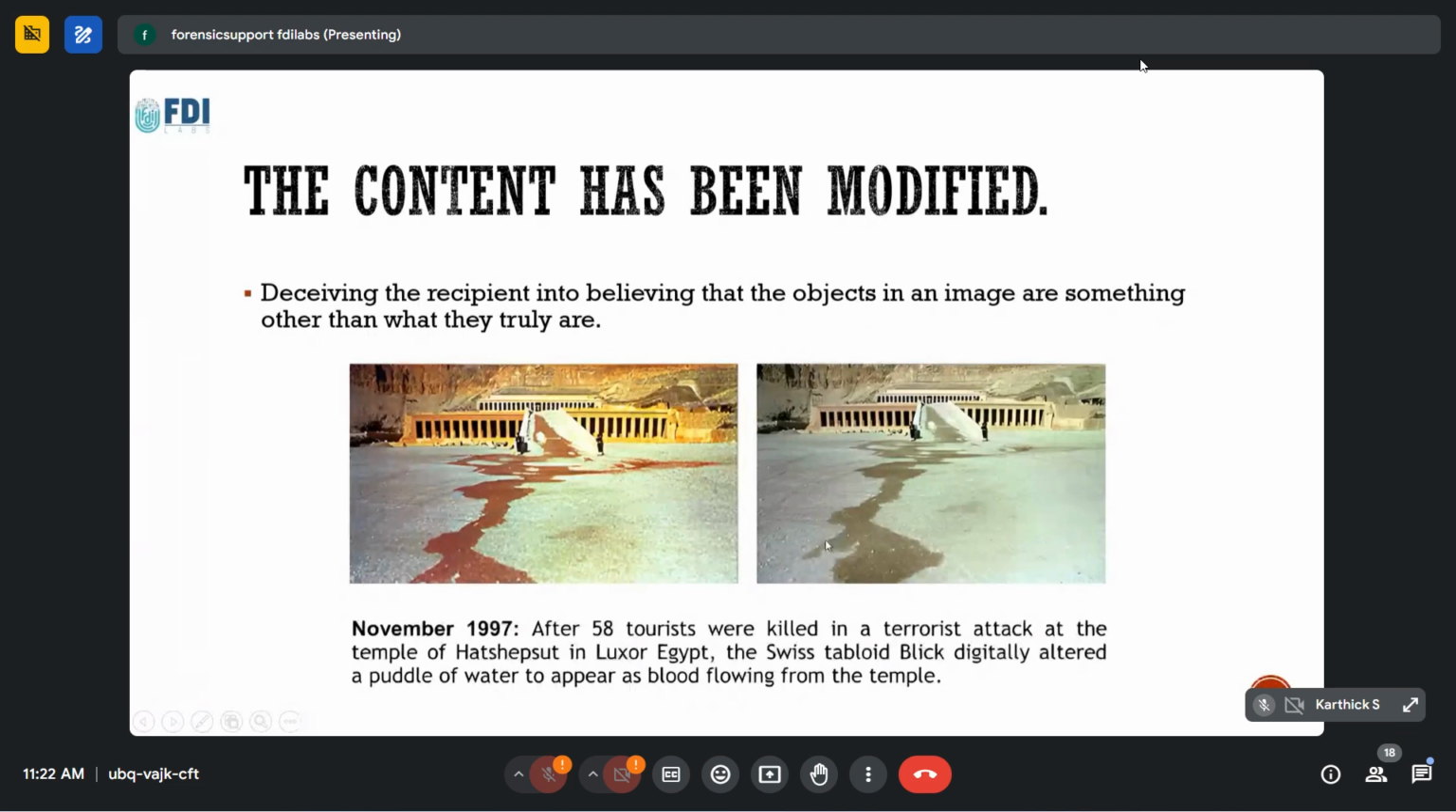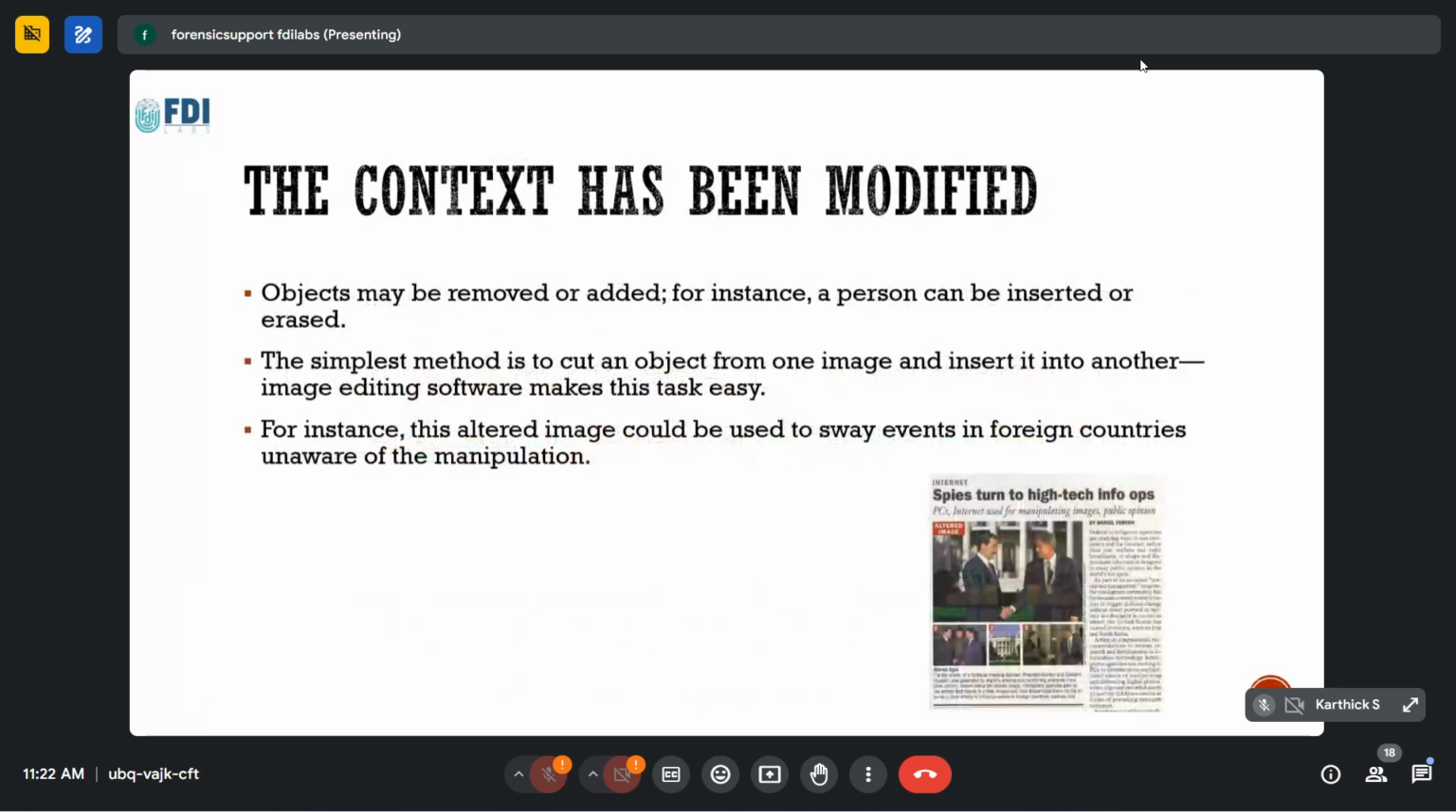This is a basic example of how manipulation takes place in particular image data, what types of tampering can happen, for what purpose, and what the methods of tampering are. This is also another example of how the content, the context of the data, is modified. In this particular picture we can see a newspaper clipping.